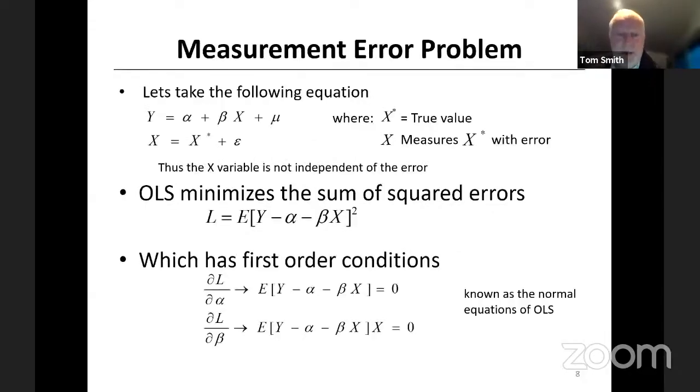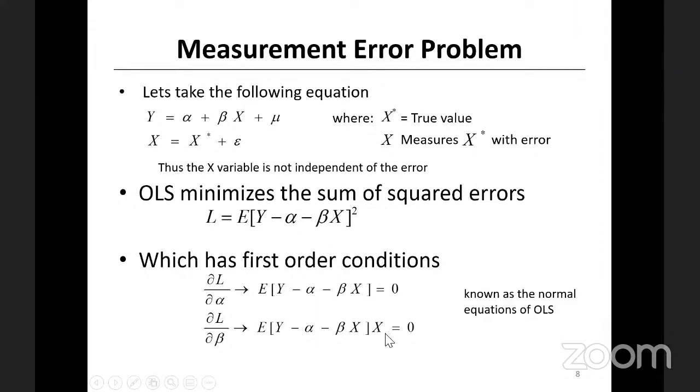Familiar, if you remember, you want to regress y on x bar, where x bar is the true value. But all you have is x, and x is measured with error. It's the true value plus error. So if you go to minimize your sum of squares, you get the effective value of y minus alpha minus beta x, squared. That's what you want to minimize, the sum of square deviations. Differentiate that with respect to alpha, you'll get that the expected error term equals 0. Differentiate this with respect to beta, you'll get the expected error term times x equals 0.